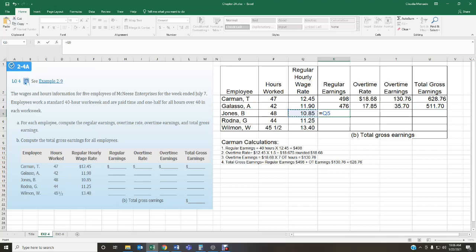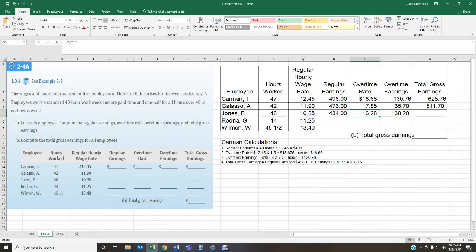So, Jones, regular earnings is going to be the regular pay, and I'm going to multiply that by 40 hours. That's going to give me $434. Let me format this. My overtime rate is going to be your regular rate times 1.5. That gives me $16.28. For your overtime earnings, you're going to take your overtime rate times your number of overtime hours, and you have 48 hours. 40 are regular, 8 are overtime.